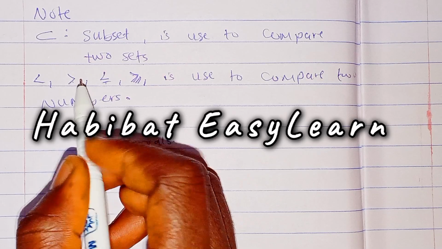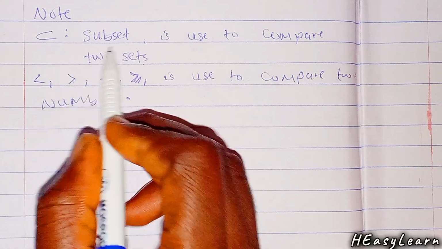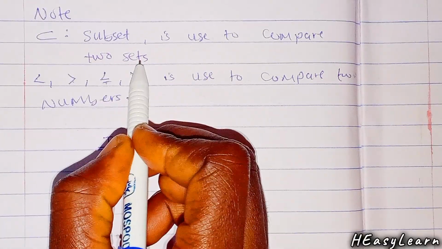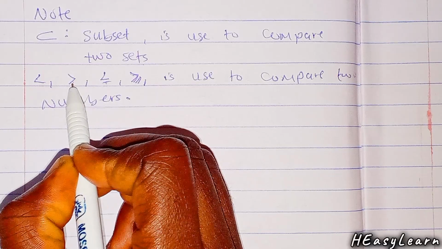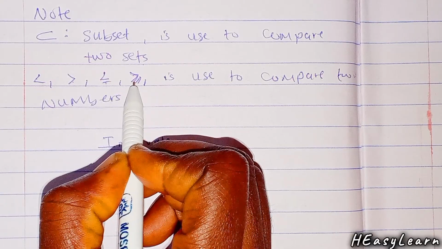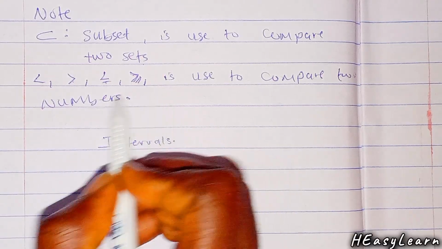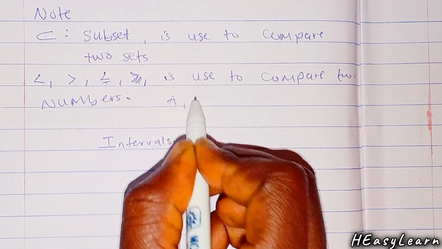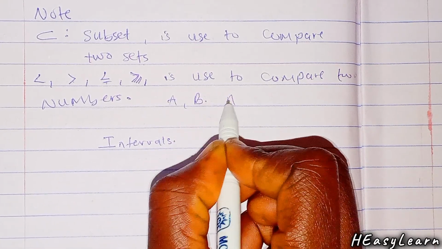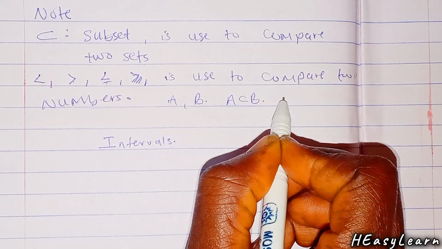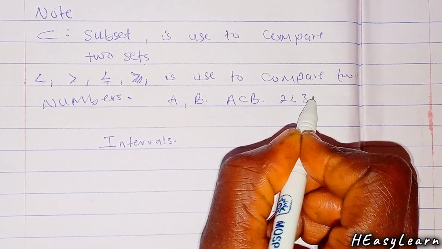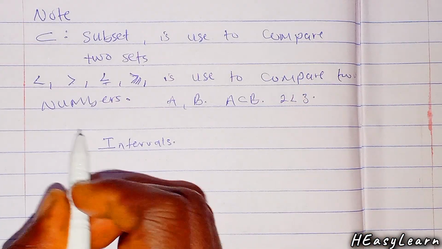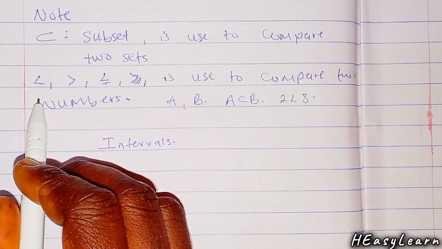So from the previous video, note that subset is used to compare two sets, while less than, greater than, less or equal to, greater than or equal to is used to compare two numbers. That is, when you have A as a set and B as a set, A is a subset of B; 2 is less than 3.